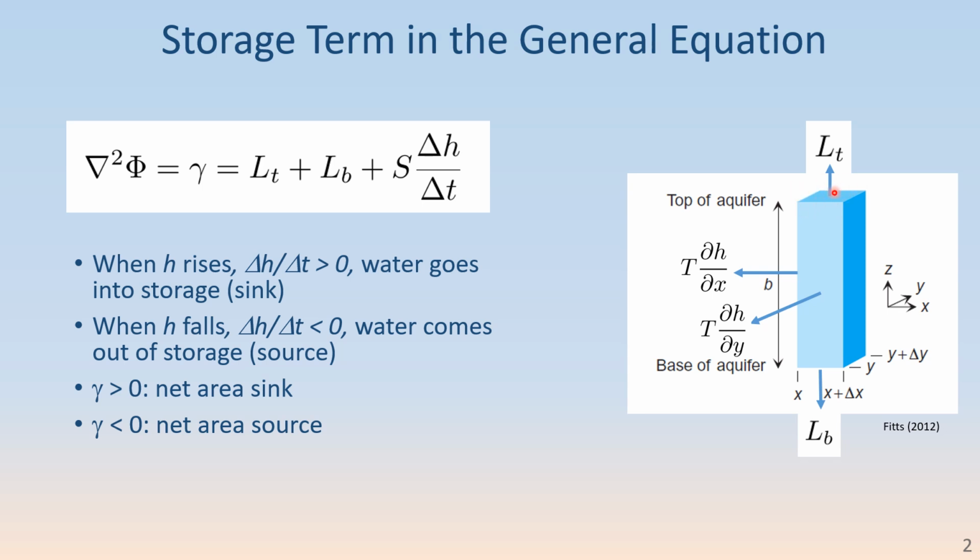So when head rises, water goes into storage, and it looks in the two-dimensional model like a sink. And when head falls, the opposite's true. Water comes out of storage, which looks like a source.